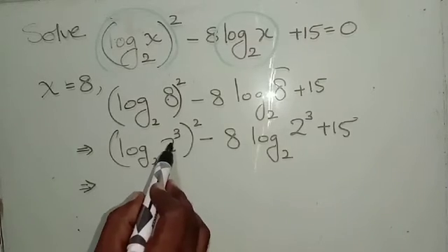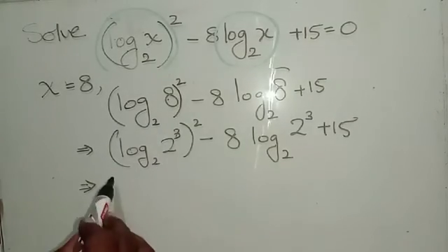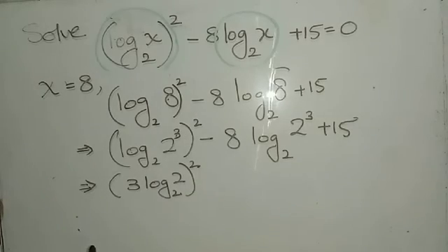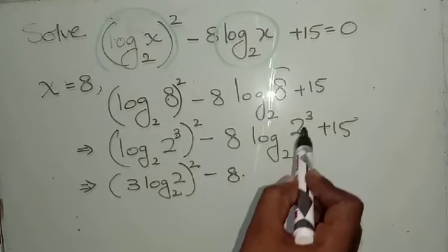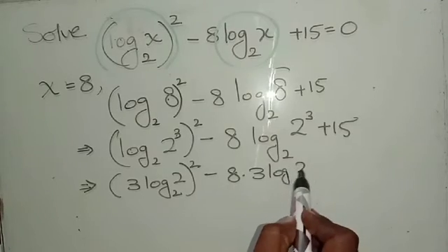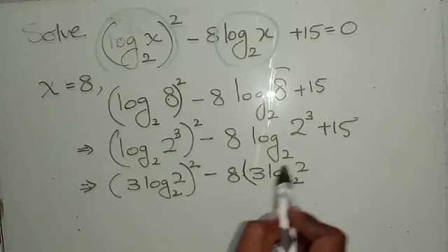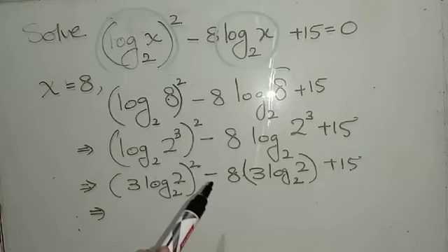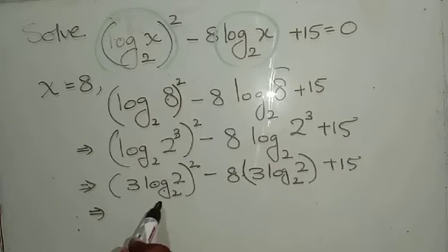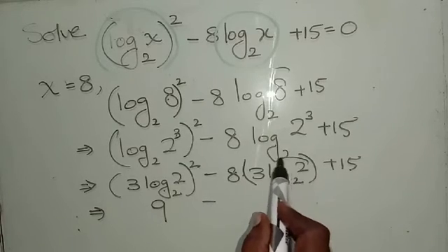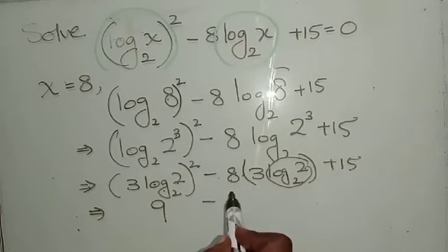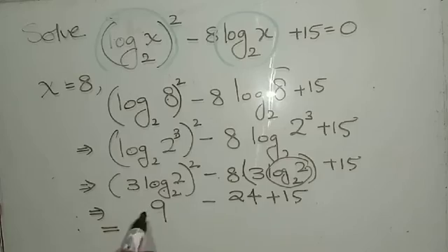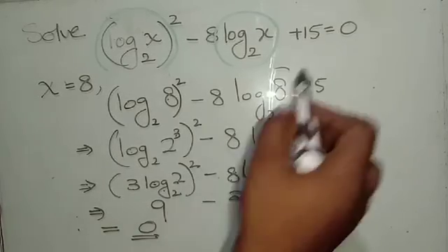That implies this is like log a raised to m. So we get 3 log 2 base 2 the whole square minus 8 into 3 log 2 base 2 plus 15. That implies, you know, log 2 base 2 is 1. So we get 3 into 1, 3. 3 square is 9. Minus, log 2 base 2 is still 1, so we get minus 8 into 3, 24, plus 15. We just add and subtract it. We get the result as 0, which is RHS.